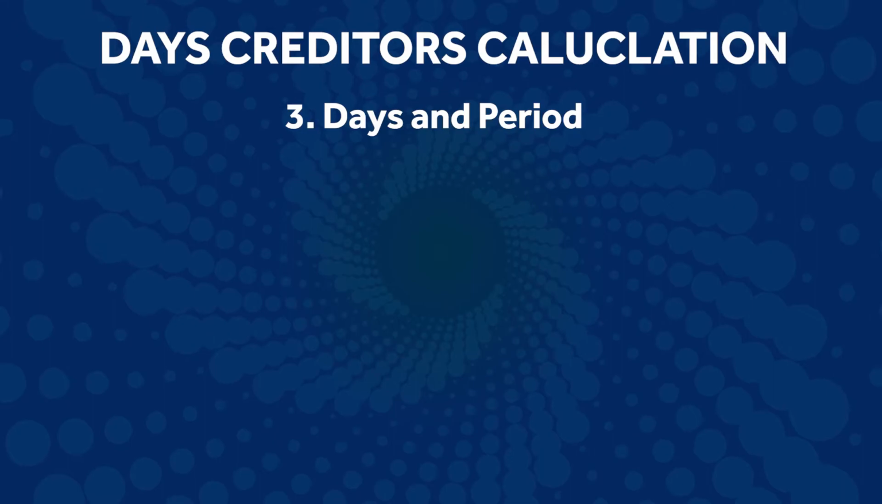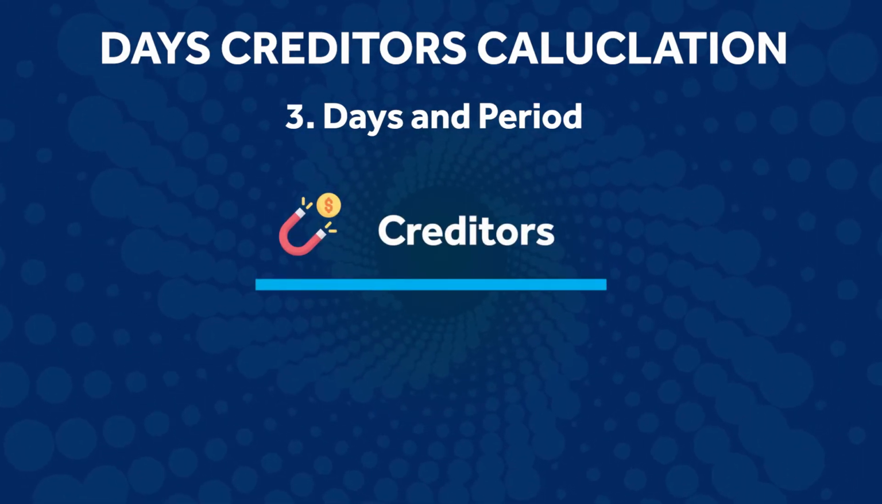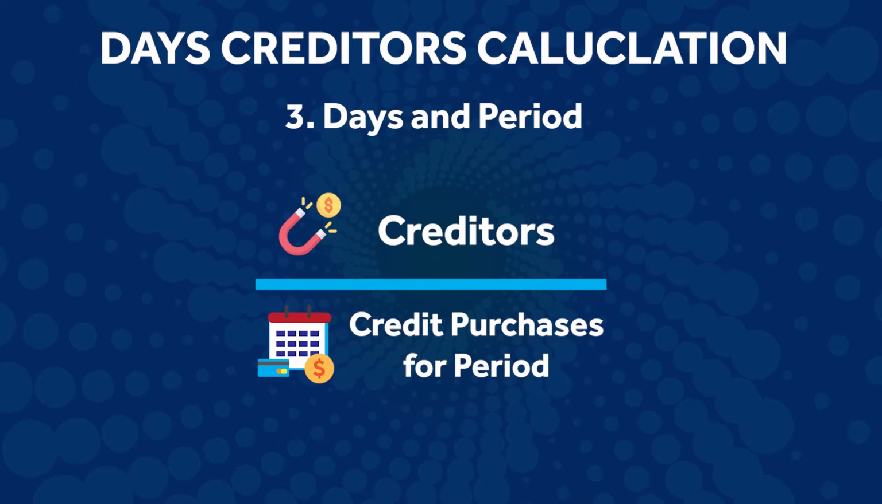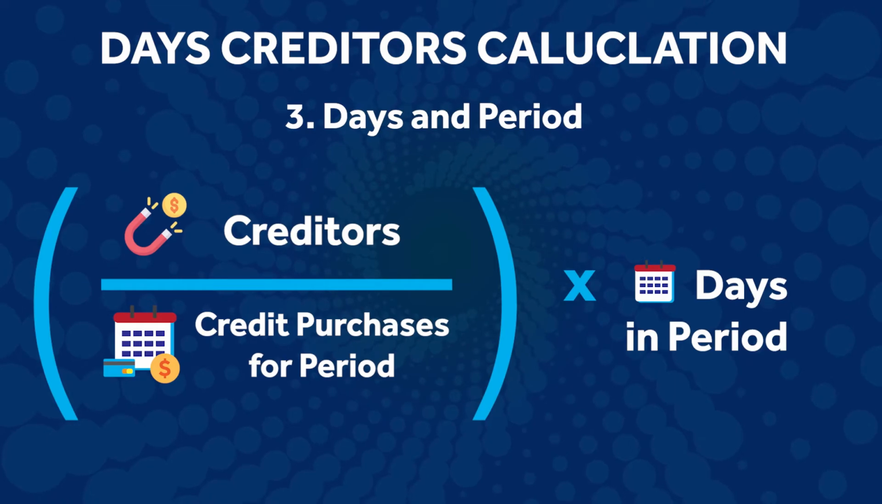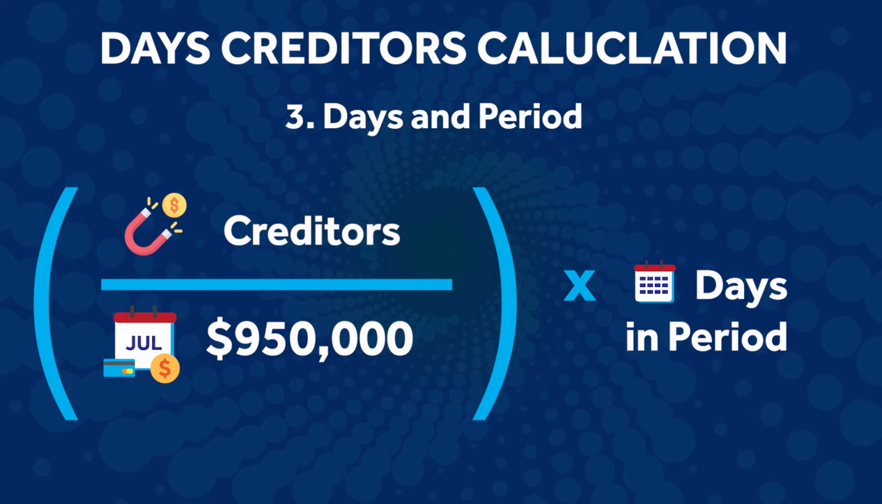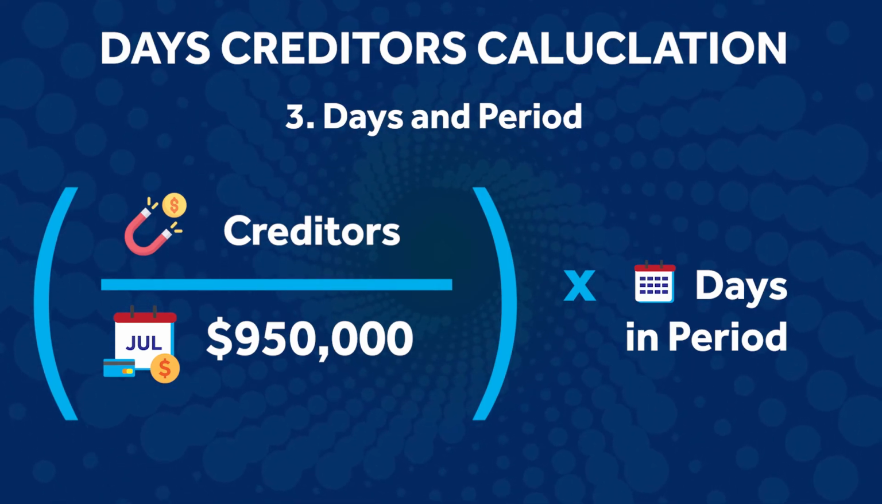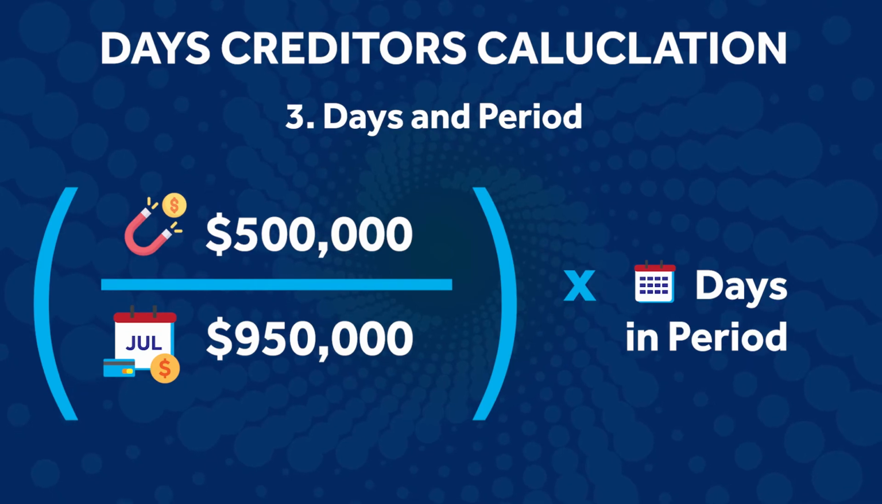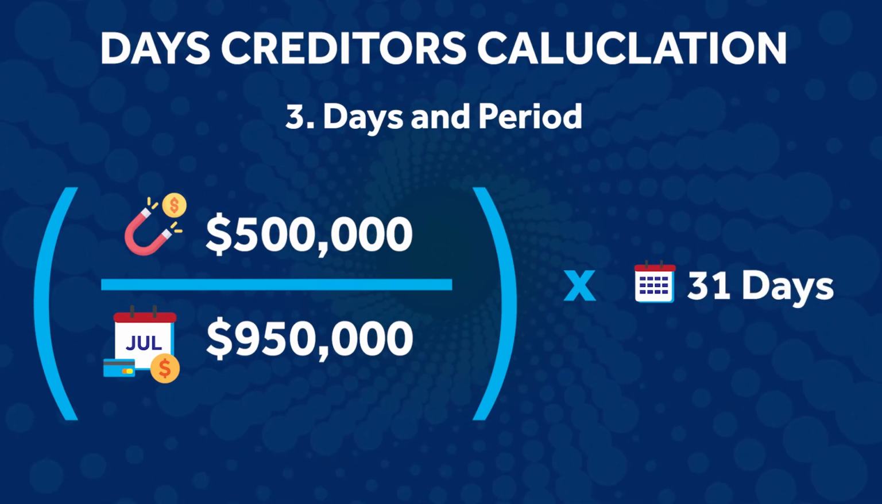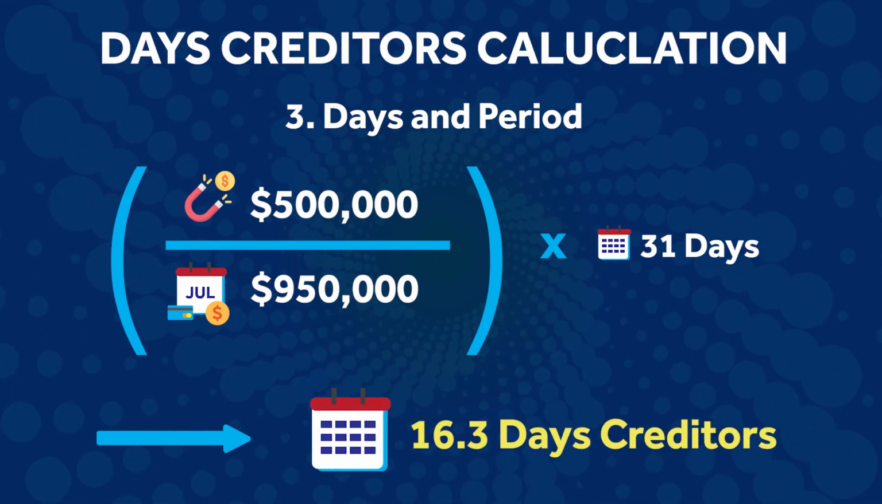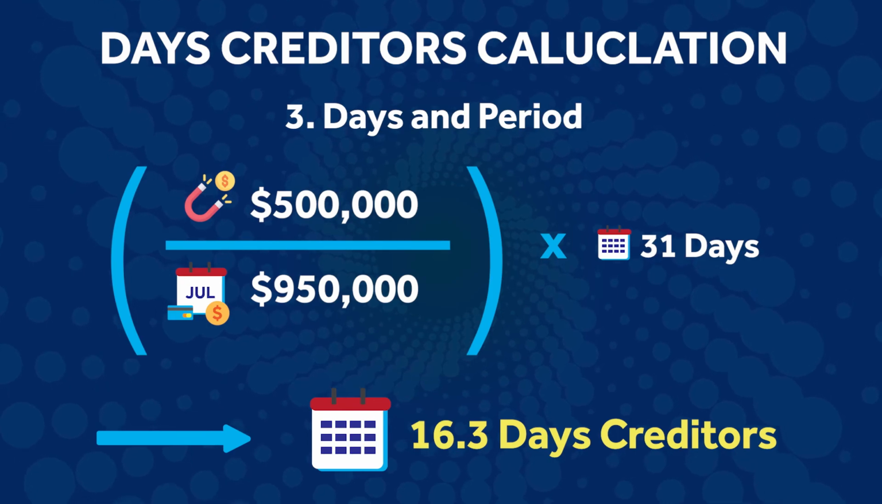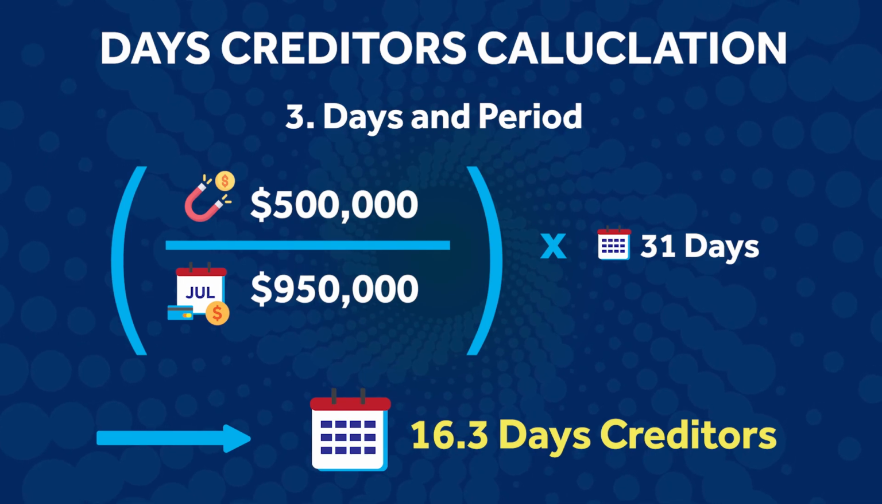So the calculation would be your creditors divided by your credit purchases for the period, bracket those two numbers, and multiply them by the days in the period. So if we've got $950,000 worth of purchases in the month of July, and as we said before, we've got $500,000 worth of creditors, we times that by 31, and if my calculations are any good, that would get you around about 16.3 days creditors. So let's say, for the purpose of the conversation, you on average pay your creditors 16 days after receiving the invoice.